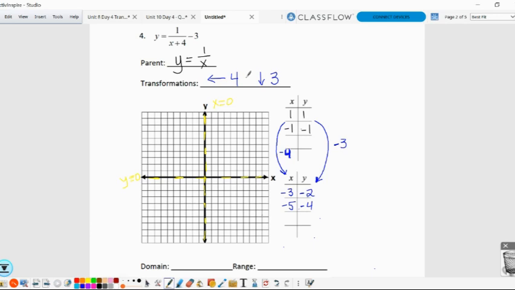When we draw our new graph, we have to remember that our asymptotes are going to change as well. So I'm going to draw those in first. You can see the parent asymptotes in yellow here. When we transform our graph, when we shift it to the left by 4, that's going to take our vertical asymptote, which has an equation of x equals 0, and shift it left by 4. So our new asymptote is over here at x equals negative 4.